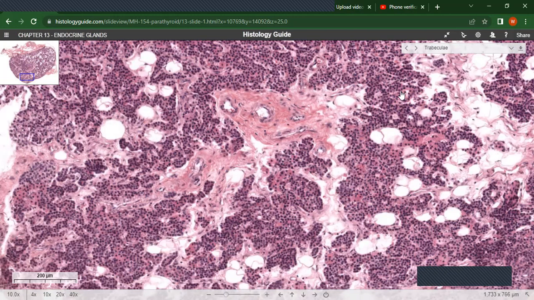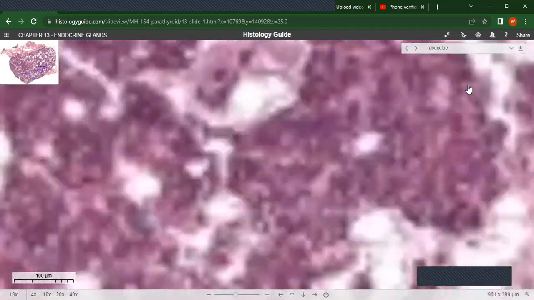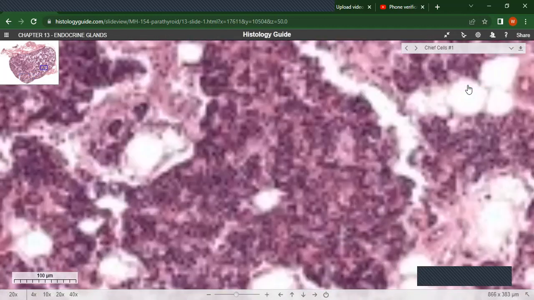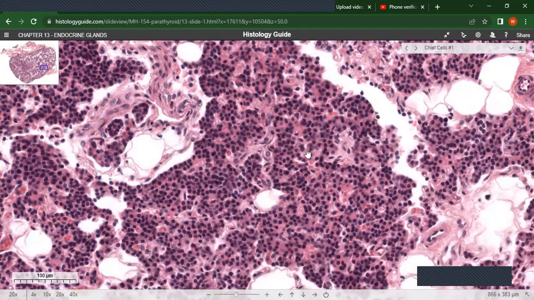So the parathyroid gland has several cell types. We have the chief cells, also called principal cells. Let me show you the chief cells. Yes, these are the chief cells, and they make up the majority. There are very many chief cells. The function of the chief cells is to produce the parathyroid hormone.